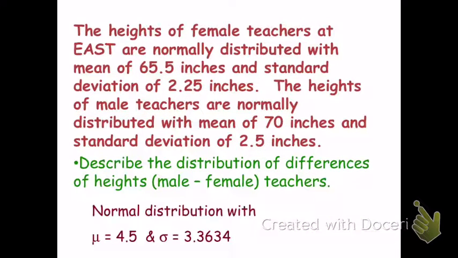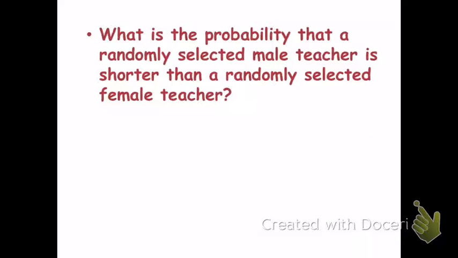Then it asks me about the differences, and it's going to ask similar types of questions, like normal CDF questions and inverse norm, based on the differences. So it says, what's the probability that a randomly selected male teacher is shorter than a randomly selected female teacher? Once you have combined your data, you will never go back to the individual numbers. You will only stick with the mean and the standard deviation of the differences. So my mean was 4.5. My standard deviation was 3.3.